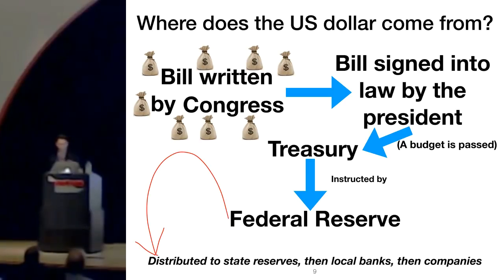So just to give a tiny bit of the details of how this works, the Federal Reserve creates the money, distributes that money to the state reserves, which distribute that money to the local banks. They put it in the bank accounts of companies who implement these laws, and then we get it for our paychecks.